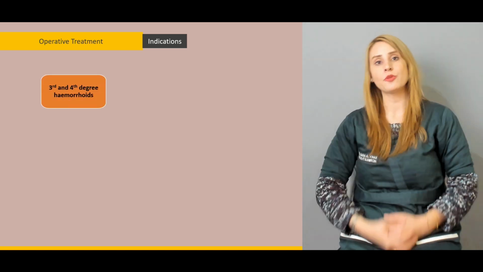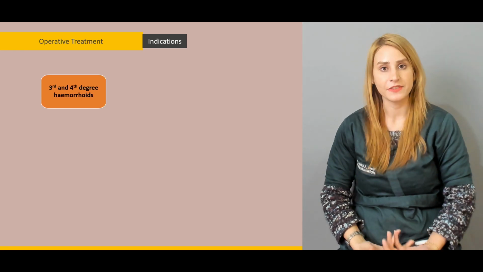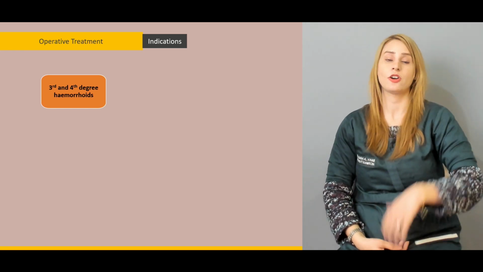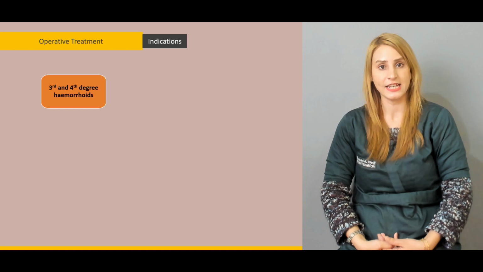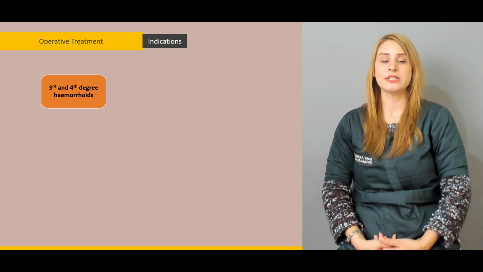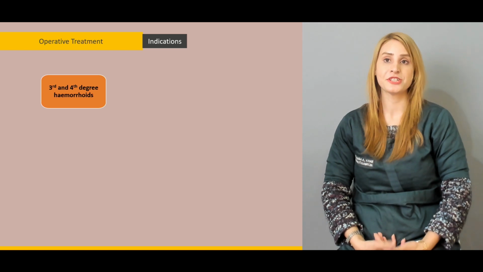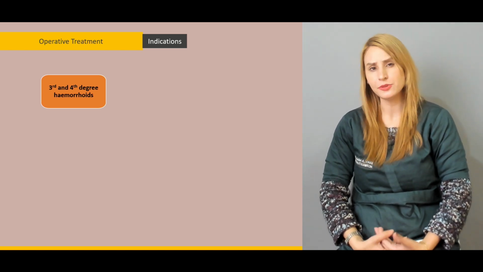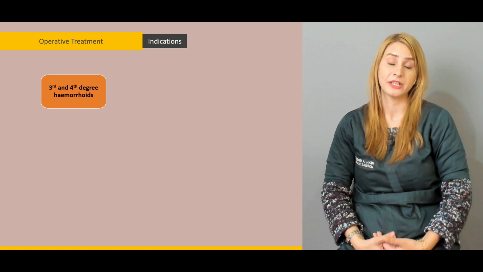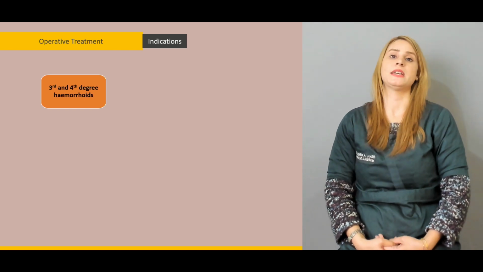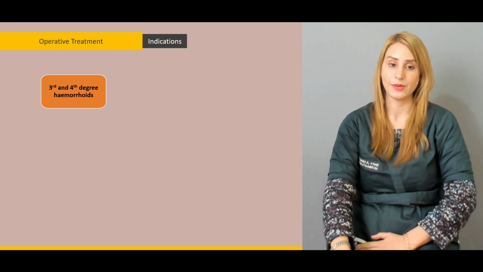Now there's operative treatment, and there are some indications for that operative treatment. The operative treatment is a hemorrhoidectomy, which can be open hemorrhoidectomy or closed hemorrhoidectomy. The open hemorrhoidectomy is a UK-based procedure. It is a Milligan-Morgan hemorrhoidectomy, and there's a closed technique as well, and there's a stapled hemorrhoidectomy as well.